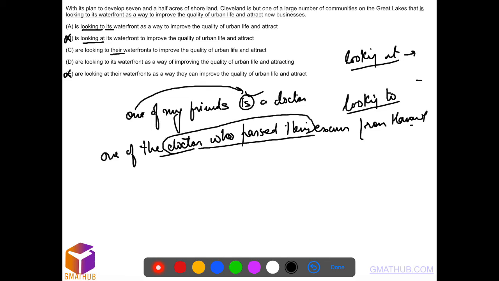Same thing is used here. Cleveland is but one of the large number of communities. The communities looking to their waterfront. So there is the right usage. It says out, and so it says out. C is the right usage.